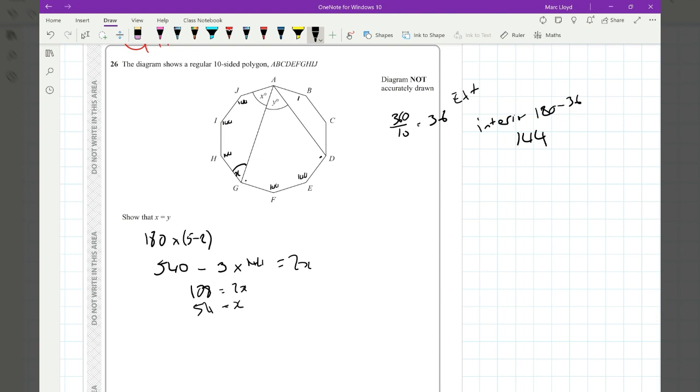In A, B, C, D, we've got 144, 144 in a quadrilateral. So I'm going to call that angle Z, which makes that angle Z as well. So 2Z will equal 360, take away 2 lots of 144. 2Z will equal 360, take away 288, 72. Z will equal 36.